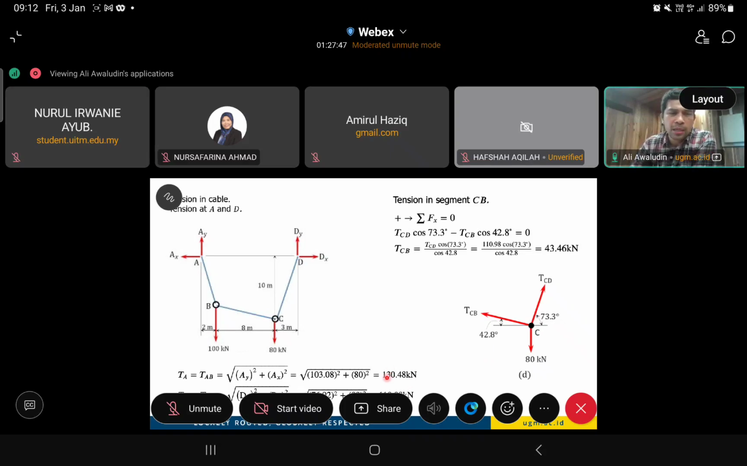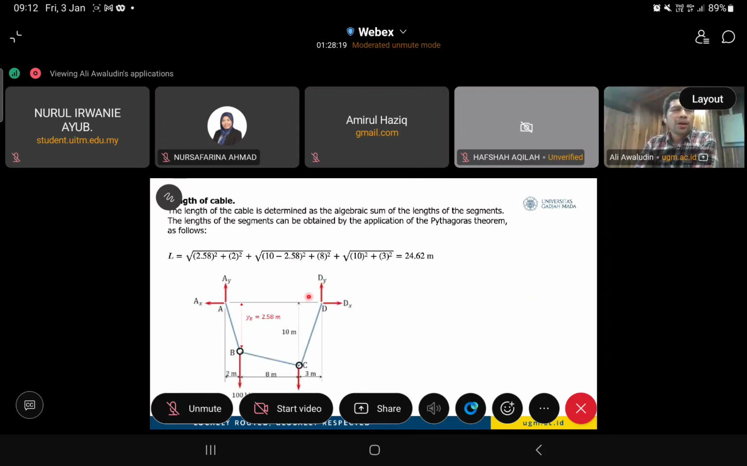Here A to B is around 130 kilonewton. B to C, for example, is 43 kilonewton. DC is about 110 kilonewton something. So we can now get all those tension forces. From A to B, B to C, C to D, they have different tension forces in the cable. So that is the short calculation of this one. I can skip the length of the cable because it's not so difficult. We can use the Pythagoras theorem.